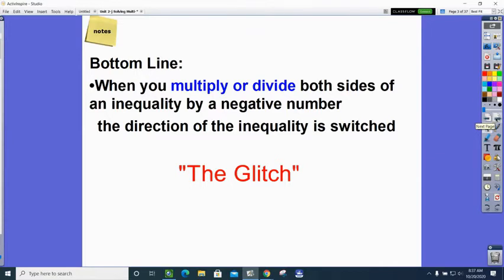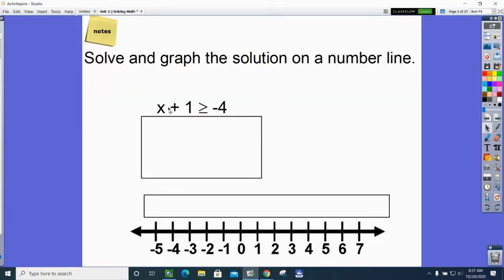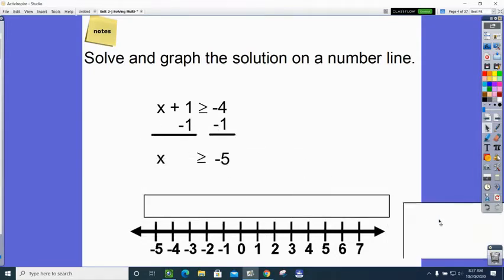It's easy to forget. So here's a simple inequality. It's actually a one-step inequality. So I'm going to treat it just like it was an equation unless I encounter that glitch idea. So the first thing I need to do here is what? I just have to subtract -1 from both sides. Does that make the inequality switch? Nope, because I'm subtracting. So I get x is greater than or equal to -5.